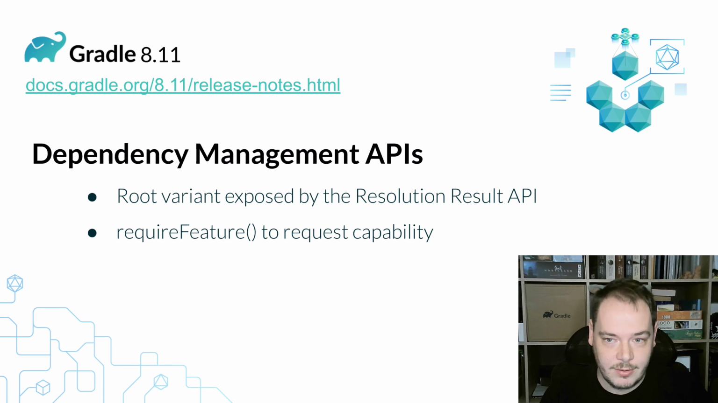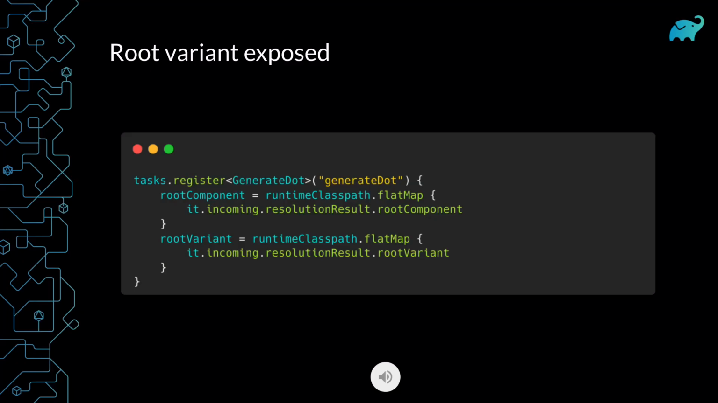Actually, we have two improvements there. So Justin Madort will do the presentation. The resolution result API now exposes the root variant of a resolution. This allows you to traverse graphs on a variant-aware basis, where previously it was not straightforward to do so. We've also written a new page in the user guide that describes how to use this API and other similar ones.